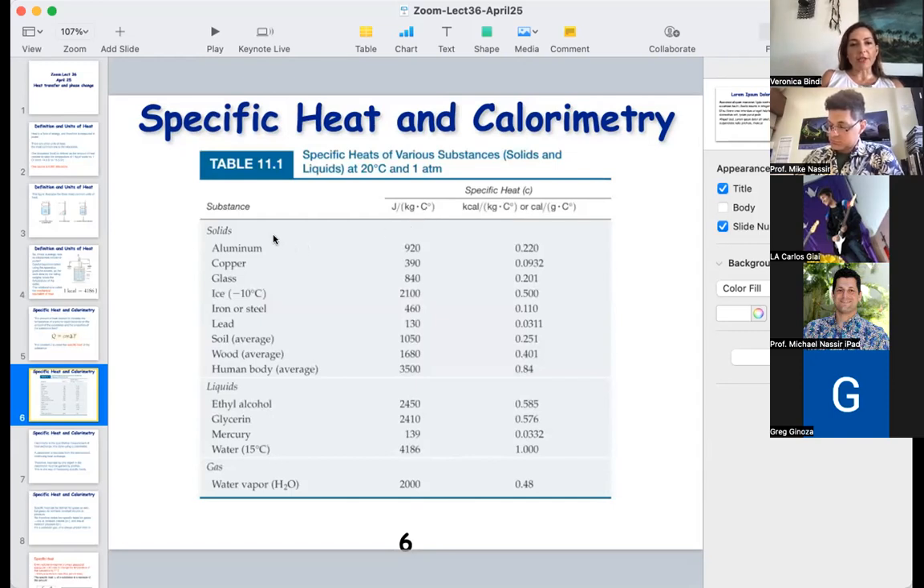And we see the different specific heats for various substances, considering 20 C and a pressure of 1 atmosphere. So you see, for example, aluminum is 920, and a glass is 840. And then, for example, we have liquids, which is way bigger, 2,450, or for the gas, a vapor of water, it is about 2,000. And here you have the correspondence in kilocalories.